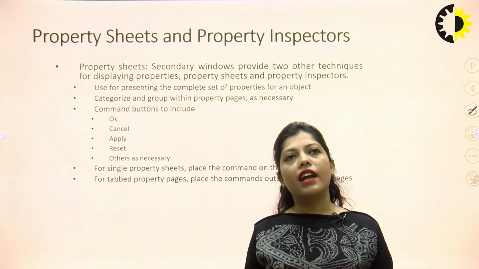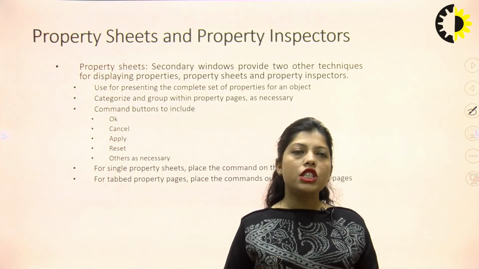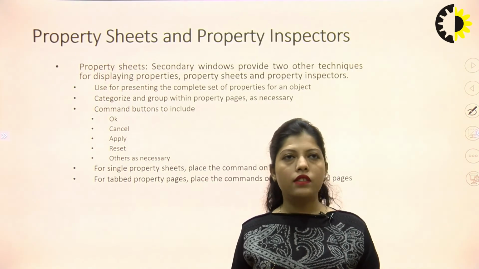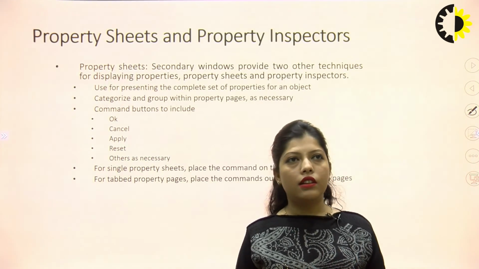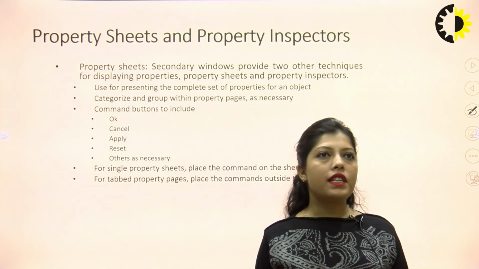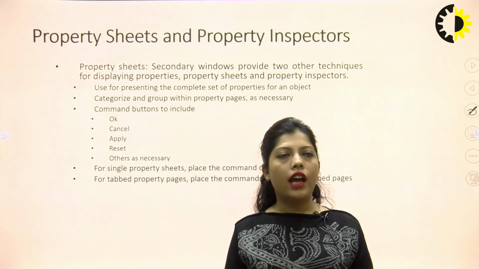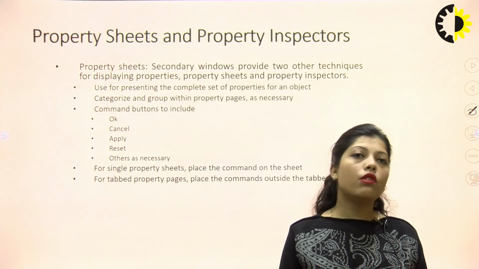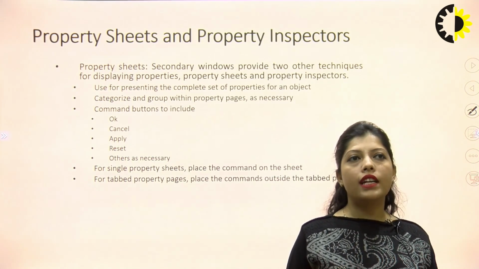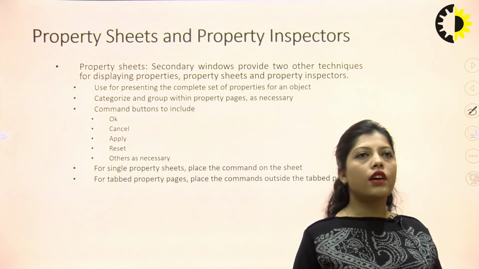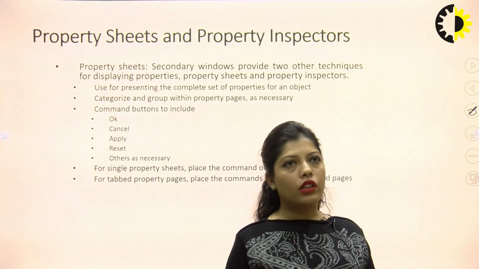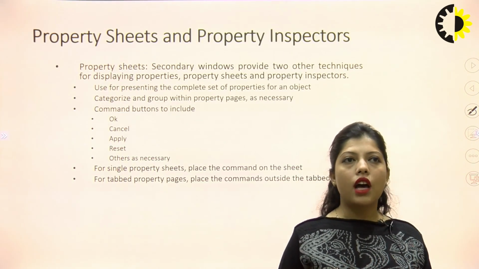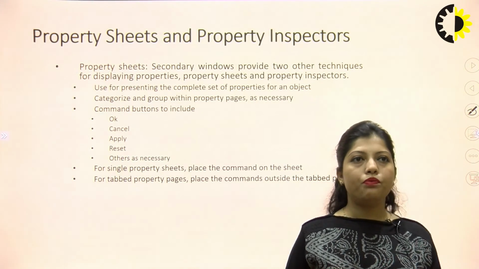Next is property sheets and property inspectors. Property sheets are secondary windows which provide two techniques for displaying properties, used for presenting the complete set of properties for an object, and they categorize and group them within property pages as necessary. In this, command buttons are also available like OK, cancel, apply, reset. Other command buttons are available in every window, whether it is a dialog box, a secondary window, a property sheet, or a property inspector.